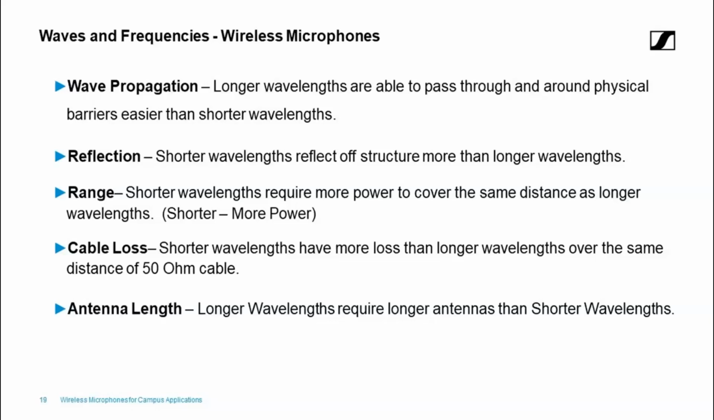Those shorter wavelengths, those higher frequencies, we're going to lose more energy from an antenna through a cable to a receiver than we would with the longer wavelengths or those lower frequencies. And all this plays into how we're going to decide how to incorporate these wireless systems into our corporate environment or our campus environment. Same thing with antenna length.